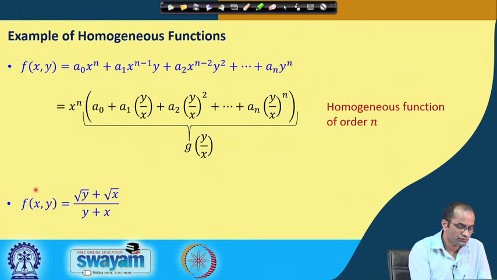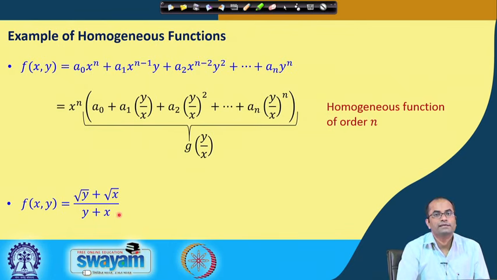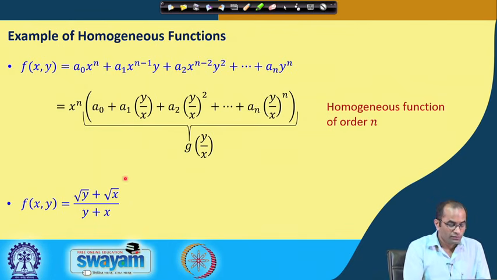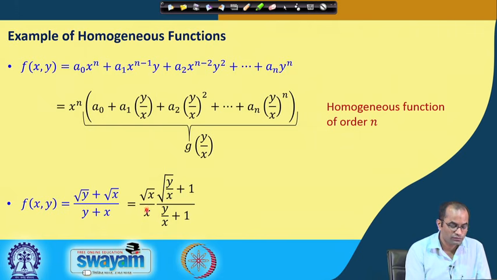Similarly, if we consider this one, f x y is equal to square root y plus square root x over y plus x. In this case also we can write this as x power something, and the rest we can consider as the function of y over x. This is simple because we can take square root x out, and here we take x out. So here we have square root x over x, and then inside we have square root y over x plus 1, and here also y over x plus 1.